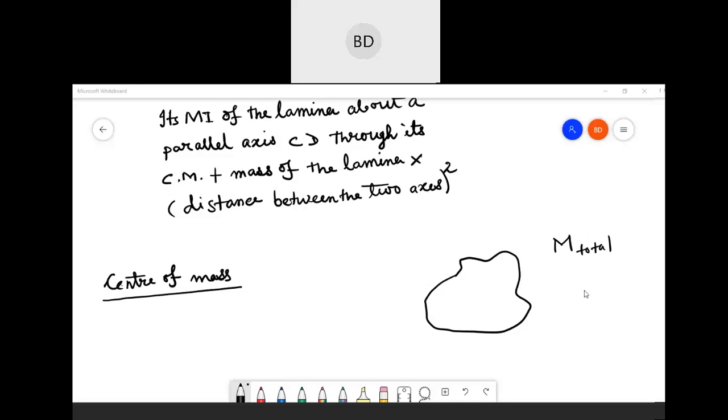Am I clear? Till the perpendicular axis theorem or parallel axis theorem, am I clear to you? You need more explanation? Do you need more explanation?